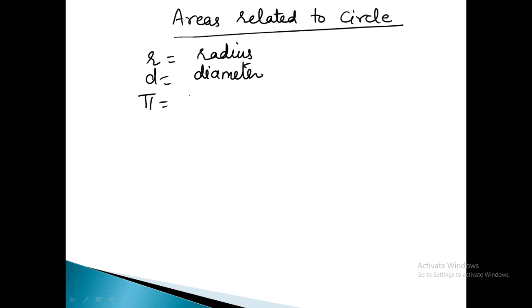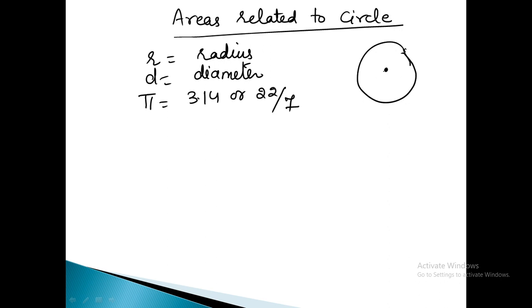Now the next chapter is related to areas, surface area, volume, and areas related to circles. For areas related to circles, first of all you have to know what R is. R represents radius and D represents diameter. Pi represents 3.14 or 22 by 7.